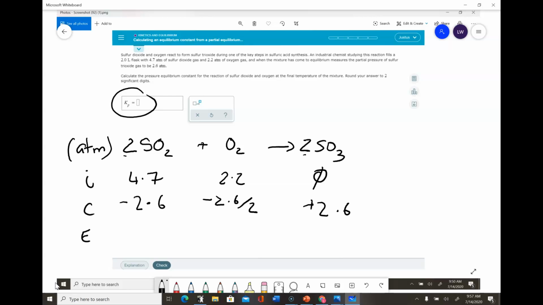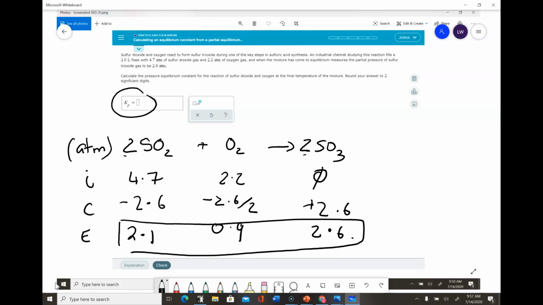So when we come to equilibrium, 4.7 minus 2.6 would give me 2.1. 2.2 minus 1.3 is going to give me 0.9. And then this is going to be 2.6, which we already knew, right? So these are my equilibrium amounts that I can go ahead and use to calculate my Kp.